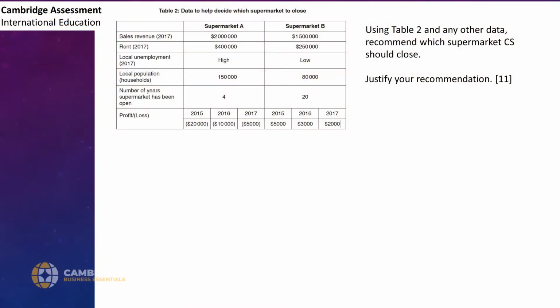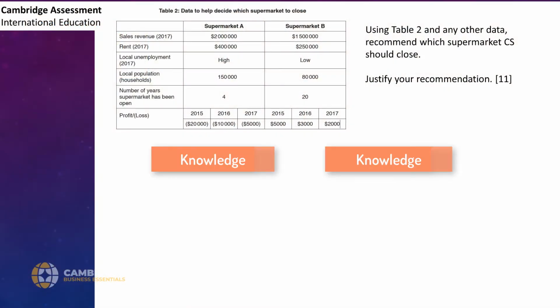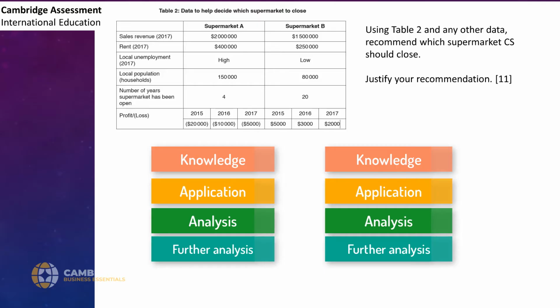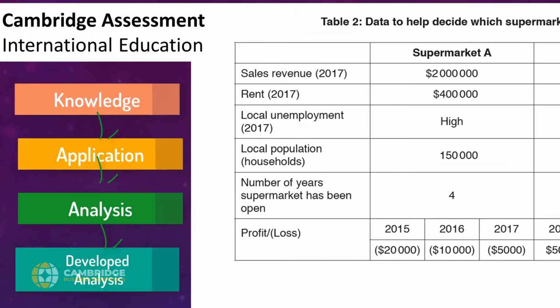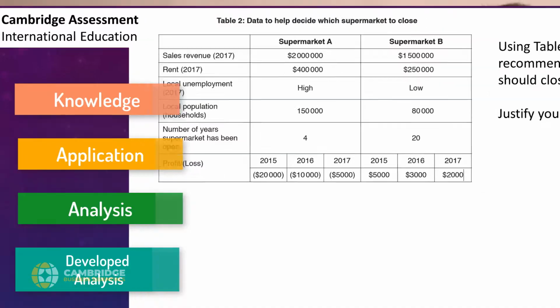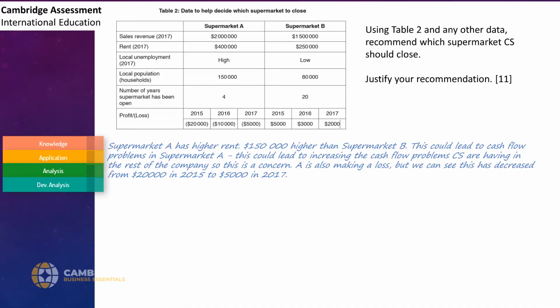Part D, evaluation questions, follow the same structure as 8 marks analysis questions, but require a recommendation at the end. Let's have a look at this example asking which supermarket to close. First, let's look at supermarket A. We need to create a chain of analysis based on one or more of the factors that make the case that it should be closed.